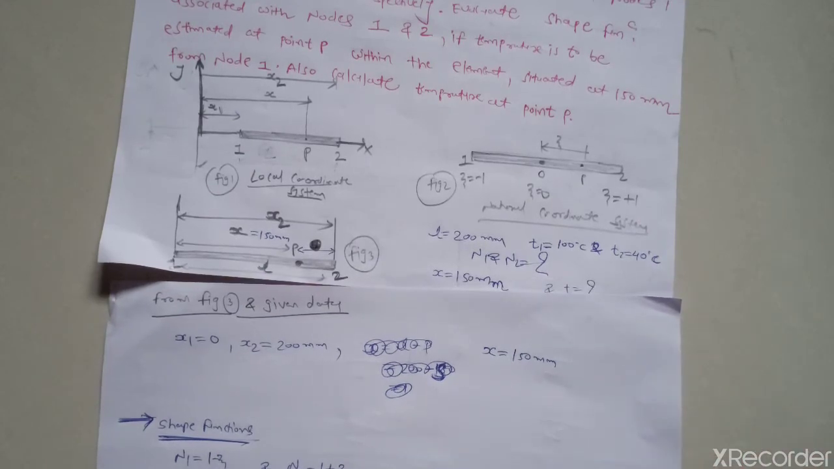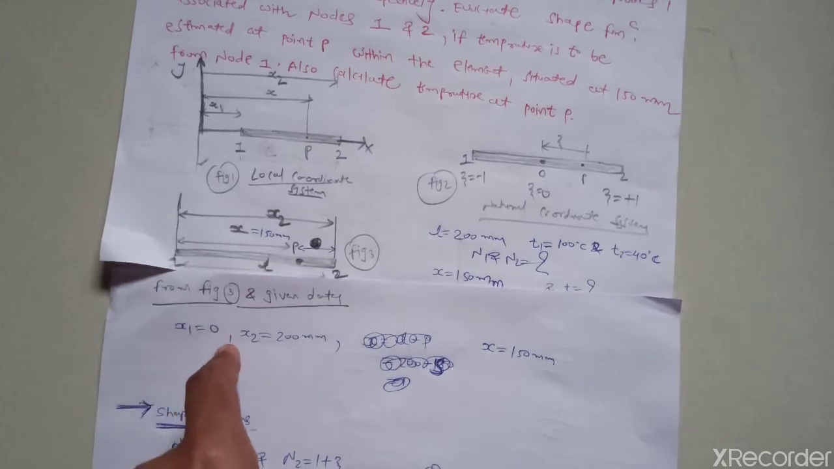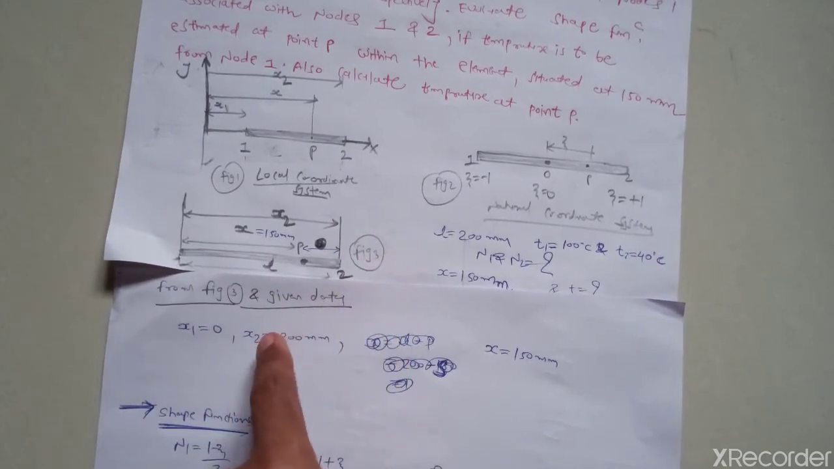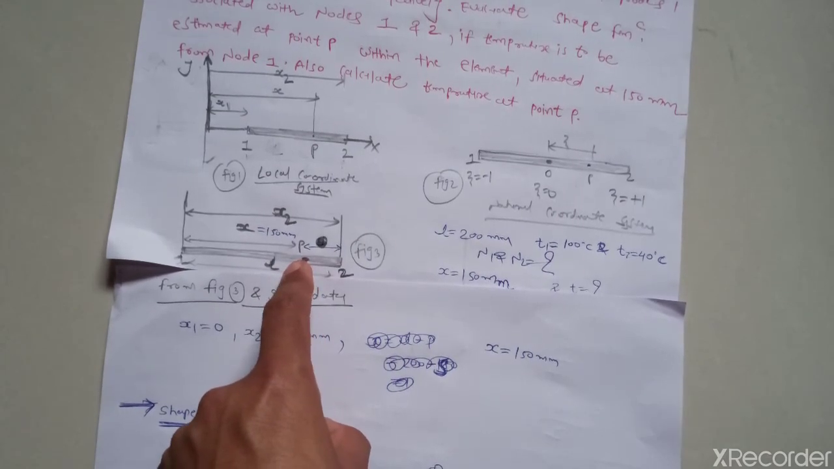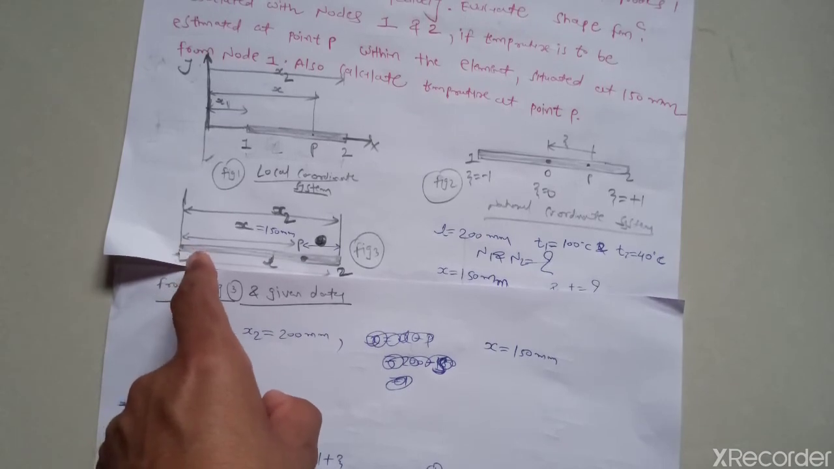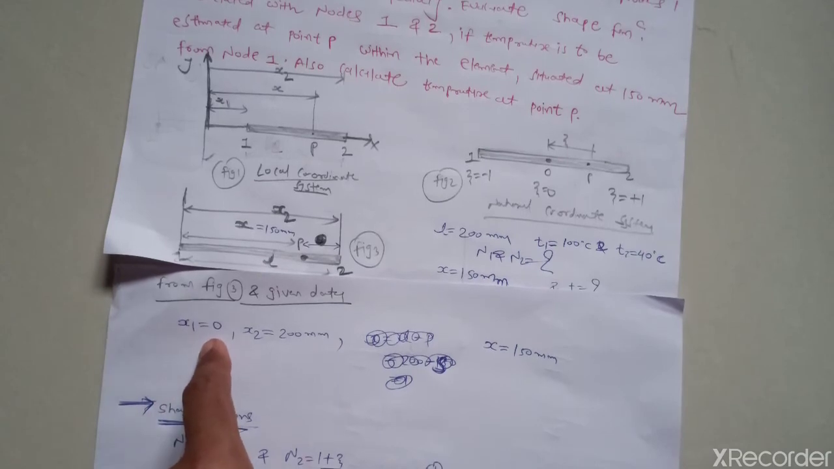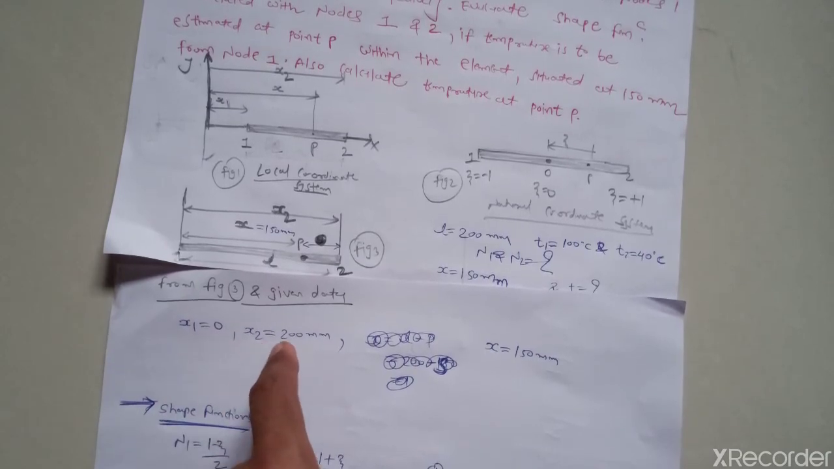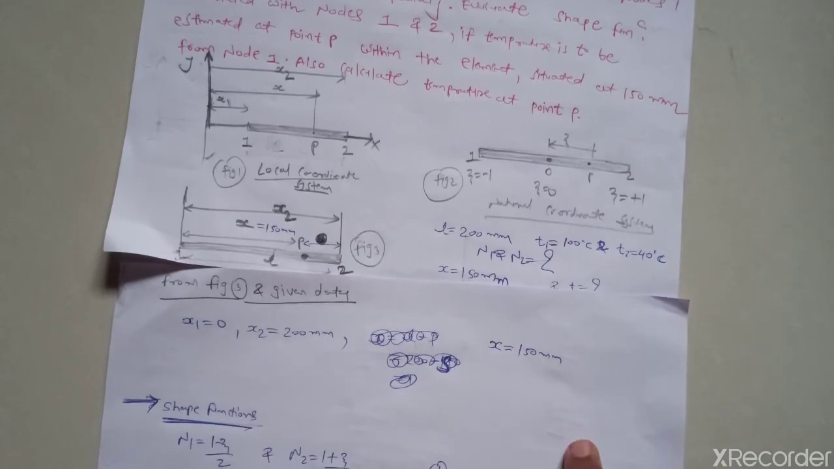Now here x1 is equal to 0. Consider figure 3. Here the length is given as 150 mm. The node 1 distance from the origin is not given, only node 2's distance is given directly. So we take x1 equal to 0, x2 equal to 200 and x equal to 150 mm.